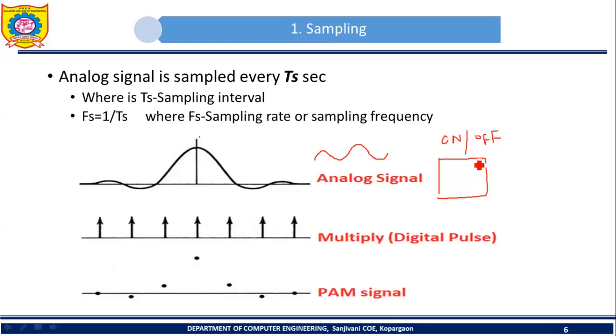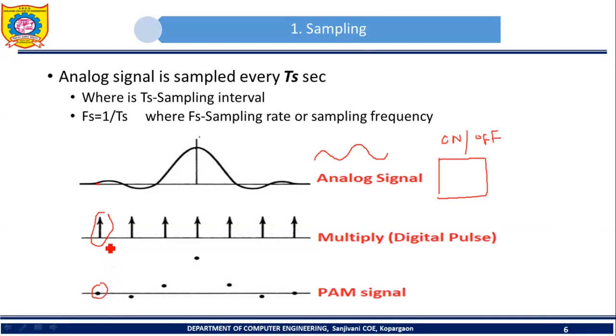Now make one more assumption that this particular switch will be on whenever we give one digital pulse to it. So when we give this first pulse to this switch, what will happen? Yes, the value of this particular signal at that particular instant will be recorded. What is the value of this analog signal at this particular time instant? Yes, it is almost 0. So that 0 will be recorded. So I can say that this is our first sample.